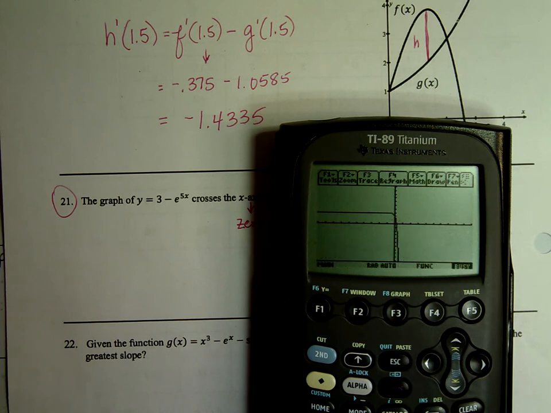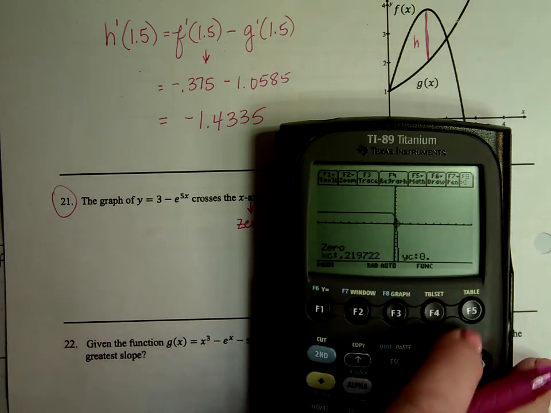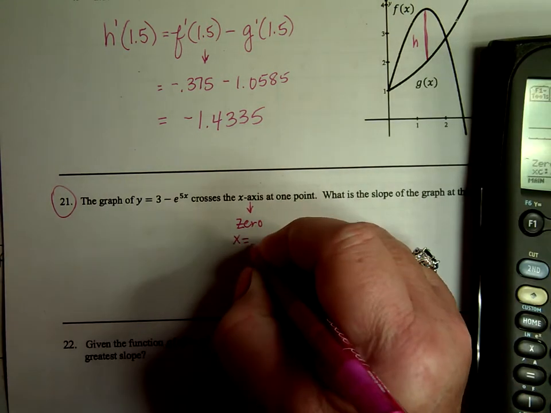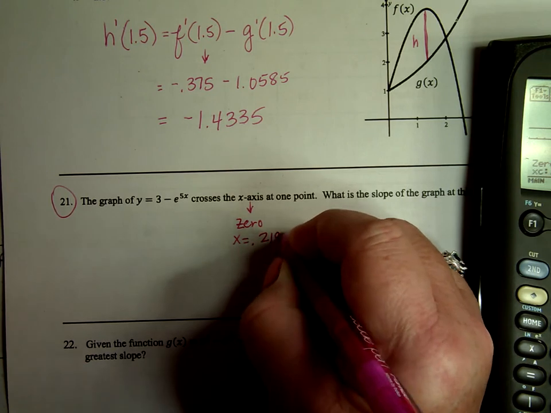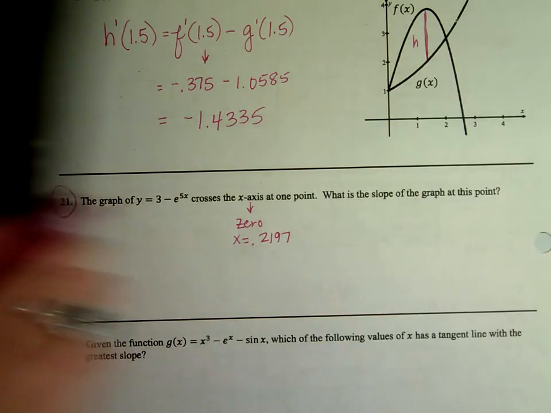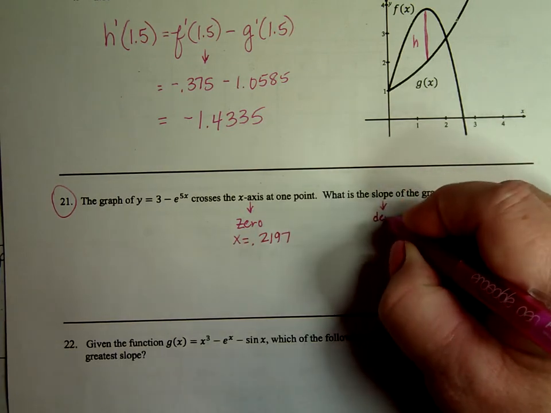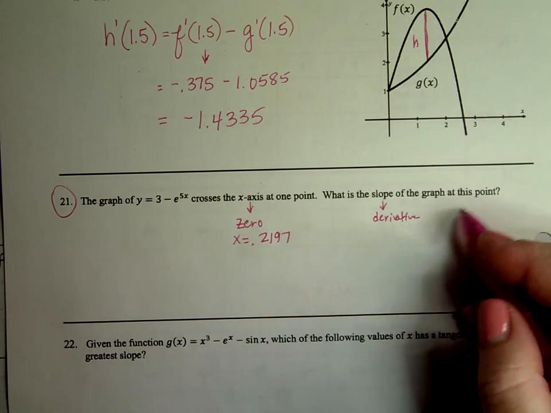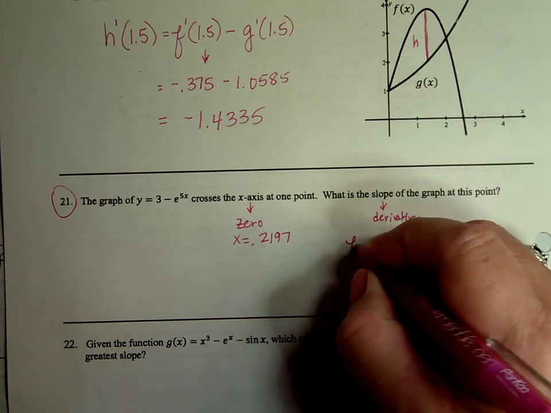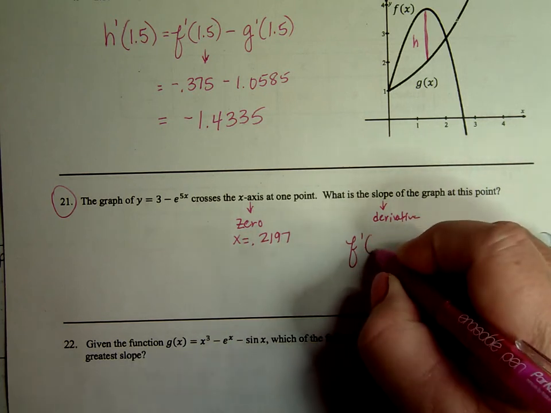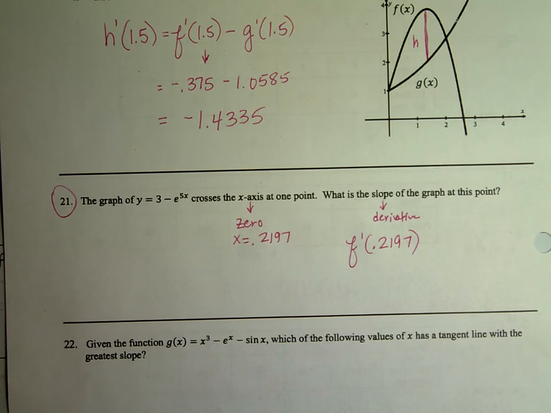And it says, okay, there it is, a 0 at 0.2197. So that 0 happens when x equals 0.2197. Well, then it's asking for what's the slope, what's my derivative at this point. So I want to know what is f prime of 0.2197. You already have the function in your y1, so all you need to do is go in and find the derivative at that point. Pretty easy from there.